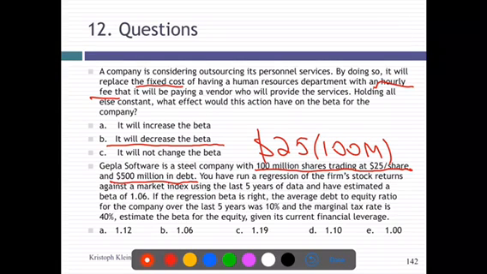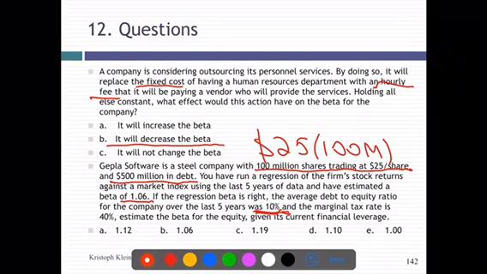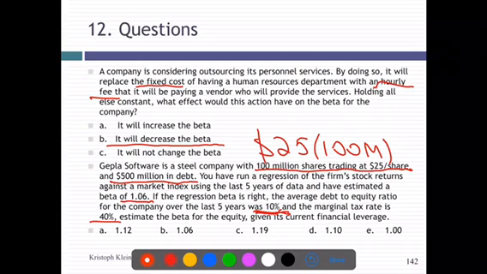You run a regression of the firm's stock returns against a market index using the last 5 years of data, and have estimated a beta of 1.06. If the regression is right, the average debt to equity ratio for the company over the last 5 years was 10%. So this is actually a different rate, right? These numbers of 100 million shares times $25 and 500 million are new. The 10% was the old ratio during the period that you ran the regression. The marginal tax rate is 40%. We need to estimate the beta for the current financial leverage.